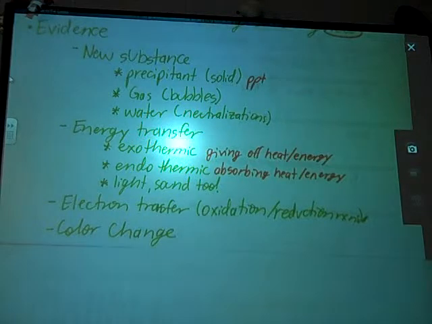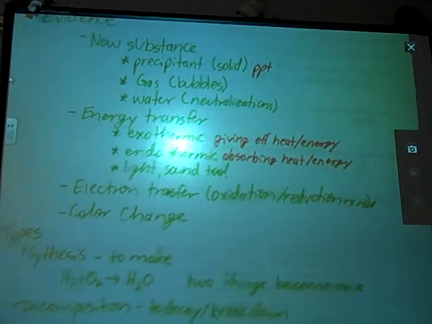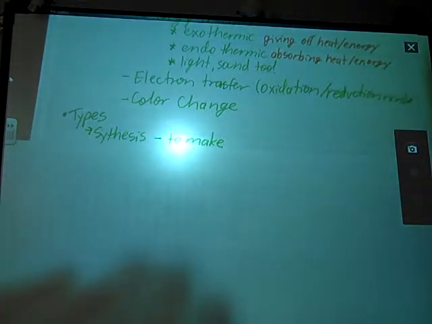The last piece of evidence is a color change. This one, again, happens most of the time, but not always. For example, acid-base reactions. Throw in an indicator, it changes color. That's a chemical reaction. But sometimes the color change does not indicate a chemical reaction. Again, look for something new. We have a variety of types of reactions. There are 5 of them that I'm going to talk about now. One I forgot to write, so I have to add that when we get there.